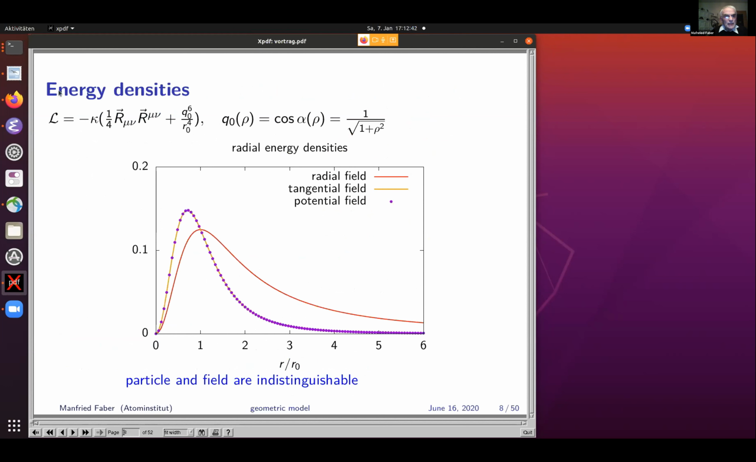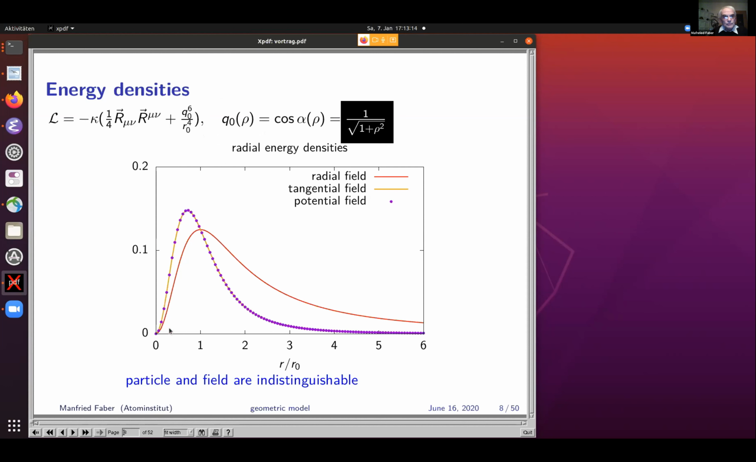So now I can calculate from the Lagrangian the energy density, which is 1 over 4 R_μν plus this lambda term, q0 over 6 over r0 to the 4, with the prefactor of alpha_f ħc over 4 pi. Now I can calculate what is for my solution the q0. The real part of cosine alpha is simply 1 over 1 plus rho squared. I can calculate the energy contributions to this R_μν and V.